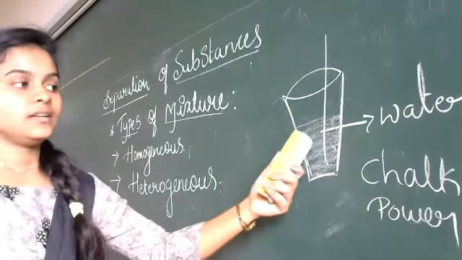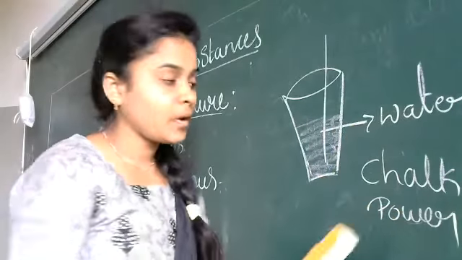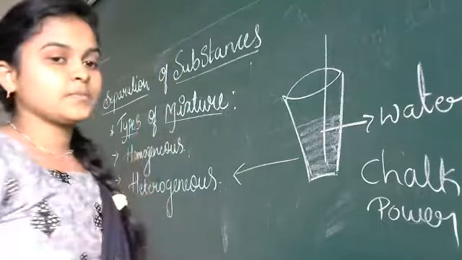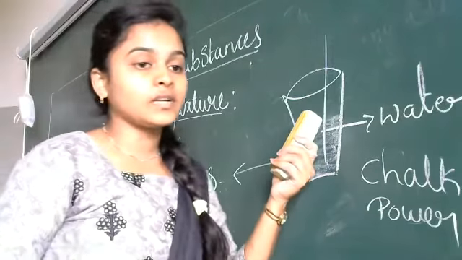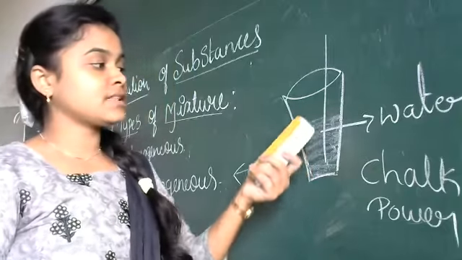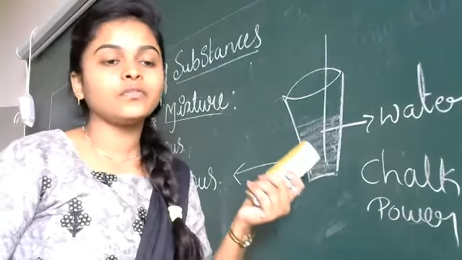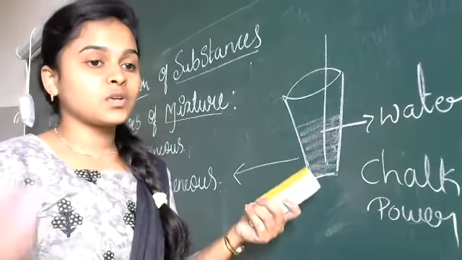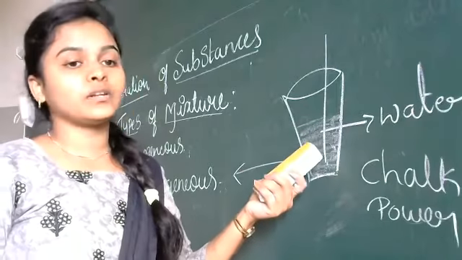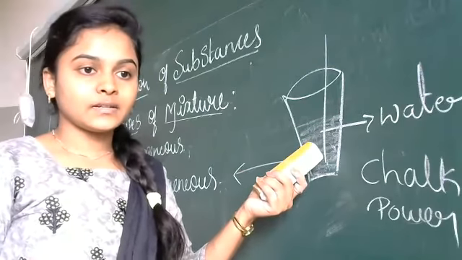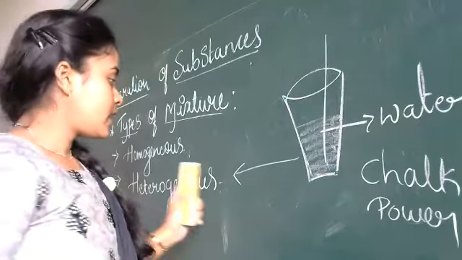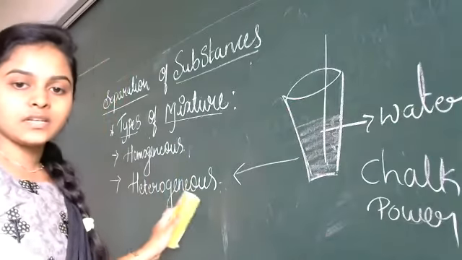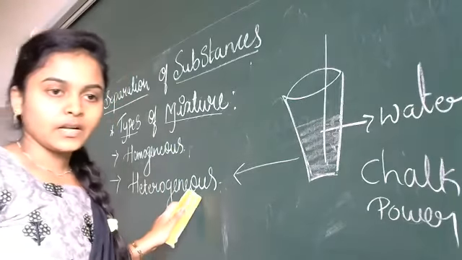Yes. The mixture of water and chalk powder is a heterogeneous mixture, right? When you mix chalk powder with the water, it will not mix. Instead, it will settle down at the bottom of the water. You can see the chalk particles inside that water, right? So this water and chalk powder mixture is an example of a heterogeneous mixture. Understood?